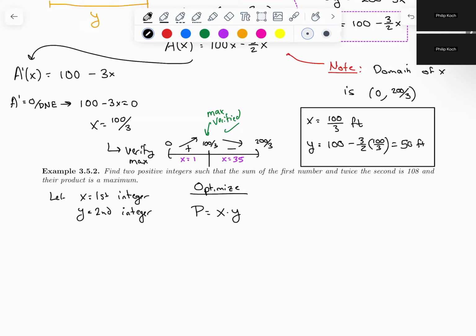So there must be a constraint. Constraint being what? The sum of the first number and twice the second. So sum meaning addition, twice the second meaning 2y. So it should be that x plus 2y has to equal 108.